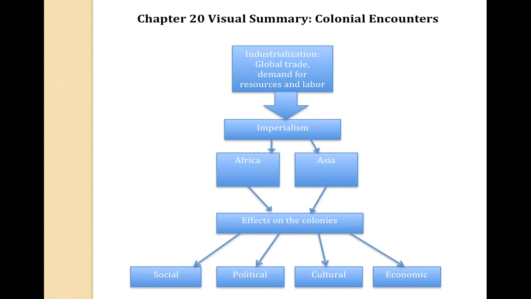And finally, a visual summary. Here we have the process of industrialization creating a demand for resources and labor, and that demand leads to imperialism in Africa and in Asia. And that imperialism had various effects on the colonies, and your book focuses on social effects, political effects, cultural effects, and economic effects. That's our overview for Chapter 20.